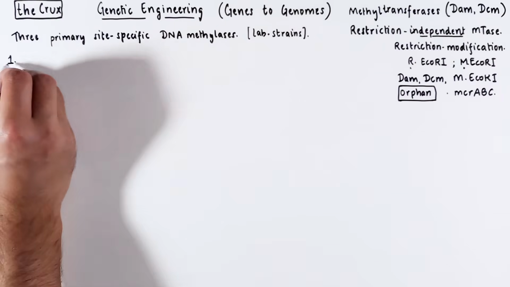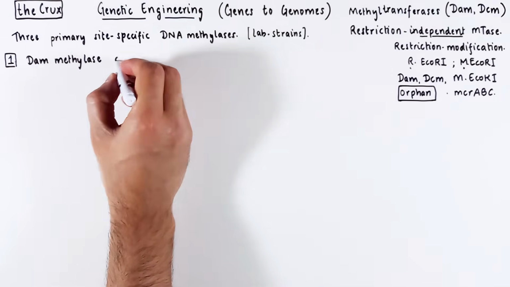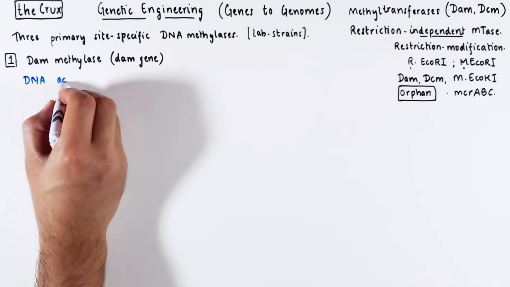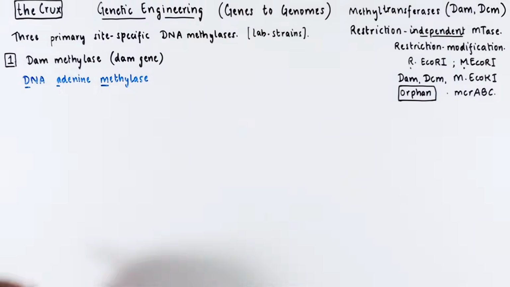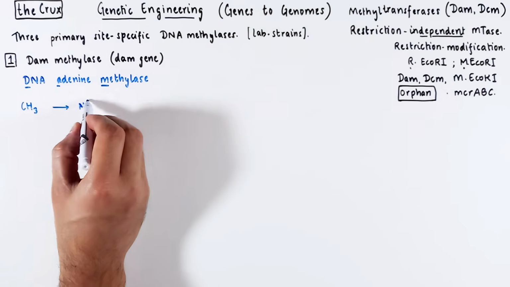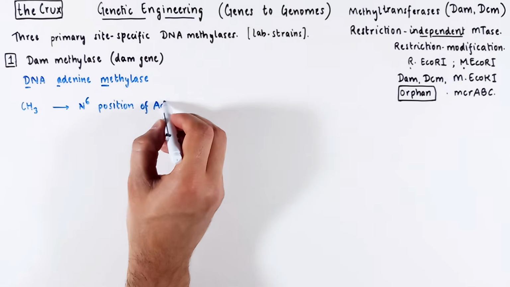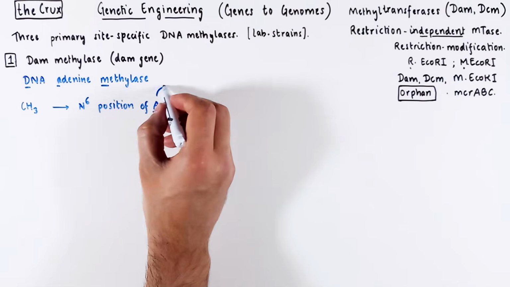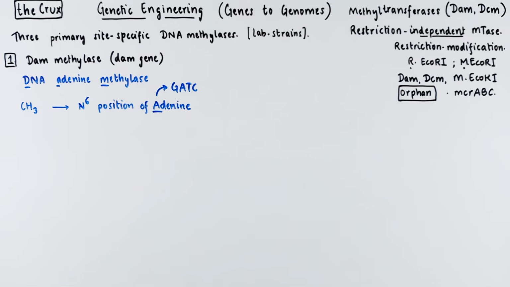The first is Dam methylase, a product of the Dam gene. It is an acronym for DNA adenine methylase. It functions to add or transfer a methyl to the N6 position of the adenine. More specifically, it is the adenine in the GATC sequence. That is the site specificity.